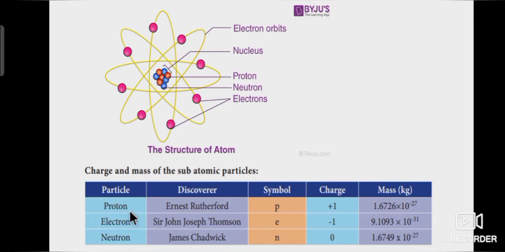Do you know, children? The proton was discovered by Ernest Rutherford. Symbol is p. Charge is +1. Proton mass is 1.6726 times 10 to the power of -27 kilogram. Next, the electron was discovered by Sir John Joseph Thomson. Symbol is small e. Charge is -1. Mass of the electron is 9.1093 times 10 to the power of -31 kilogram. Next, the neutron was discovered by James Chadwick. Symbol is small n. Charge is 0. Mass of the neutron is 1.6749 times 10 to the power of -27 kilogram.